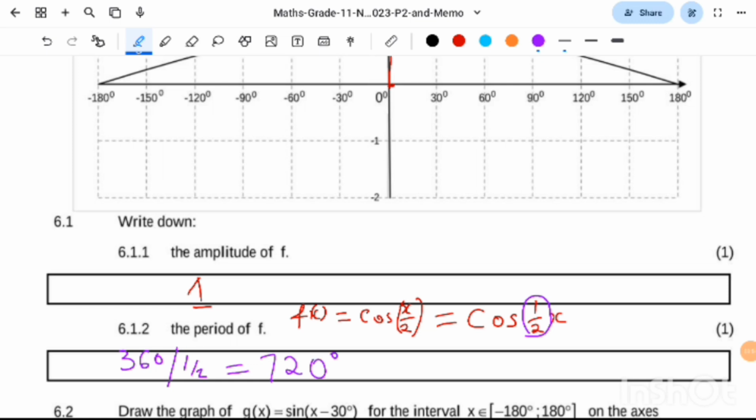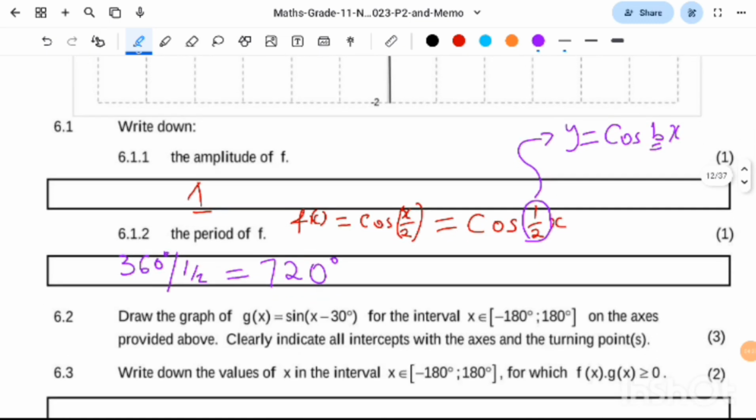720 degrees. What I'm basically saying is that you should go back and revise those basics of trig graphs. We did mention that b changes the period, so you say the original period divided by b. In this case, b is half, which makes our period 720. Okay, let's move to the next question.